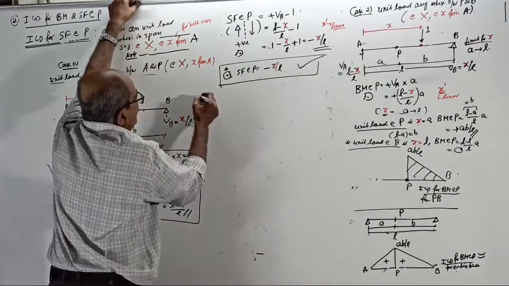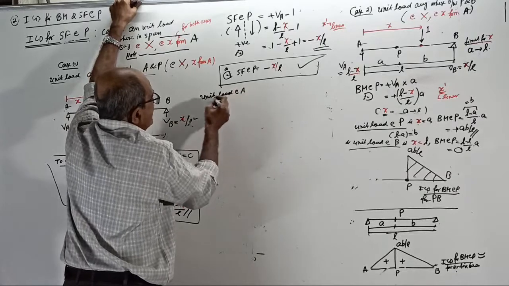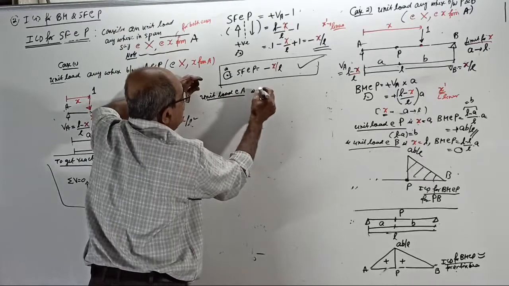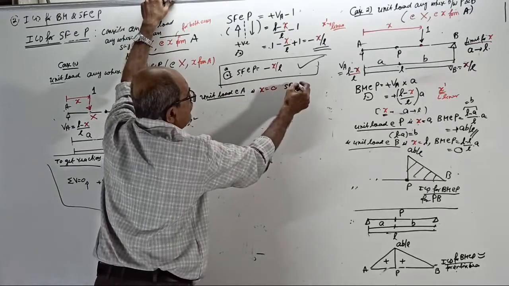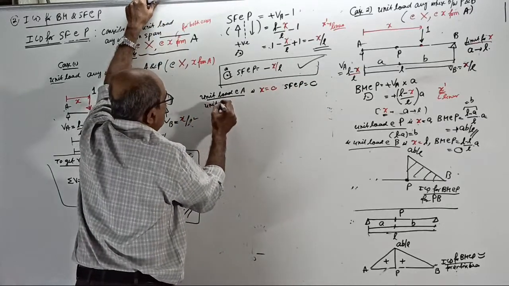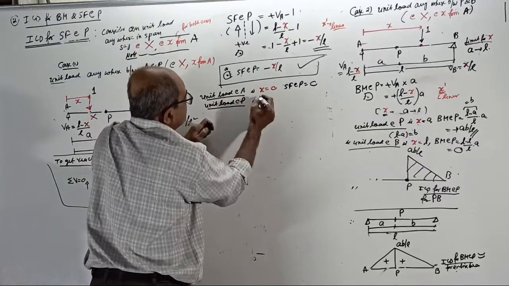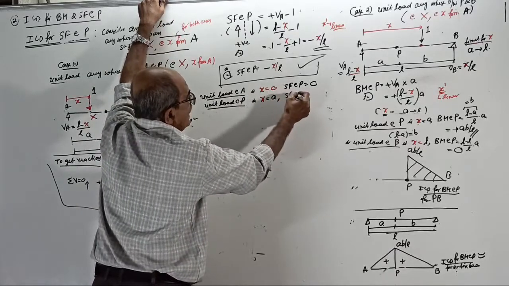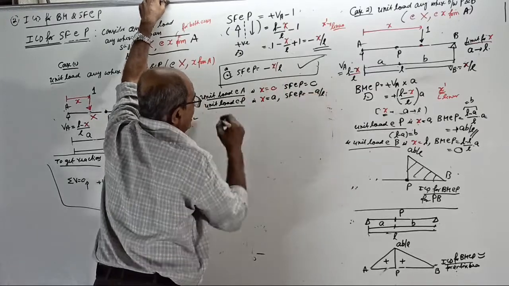Start. Unit load at A, that is X equal to 0. Then shear force at P equals 0. Then unit load at P, that is your X equal to A. This I told you 1000 times. Shear force at P, with X equal to A, means minus A by L.